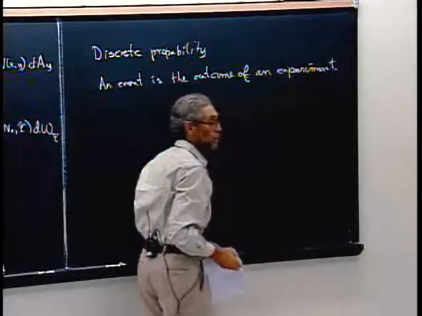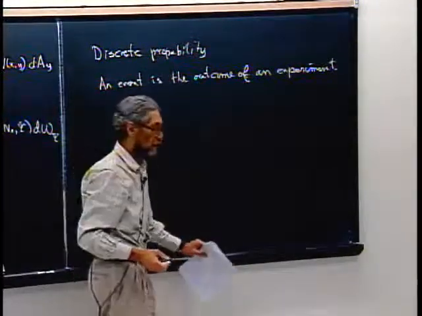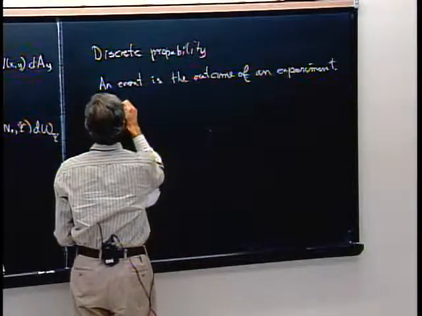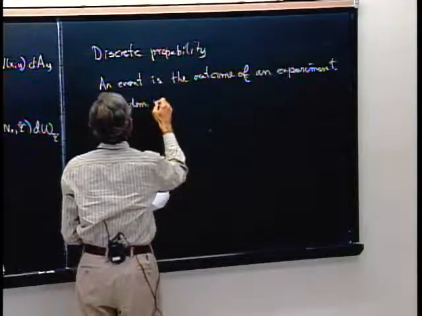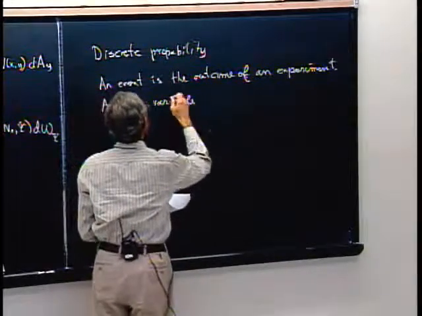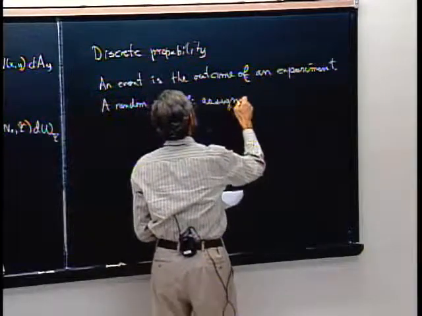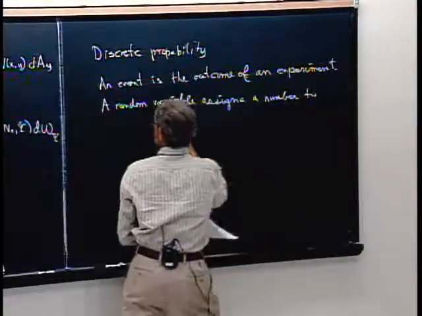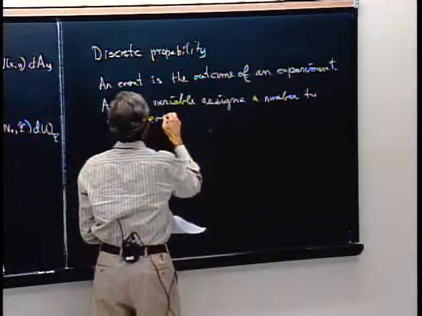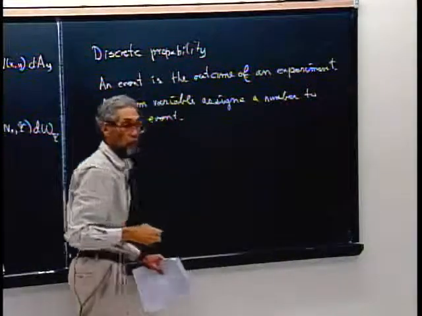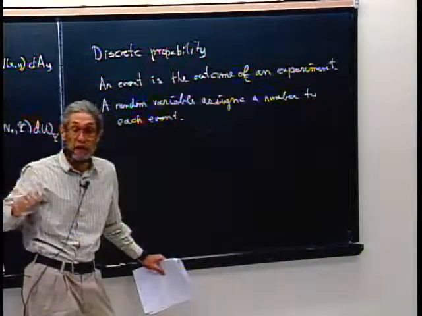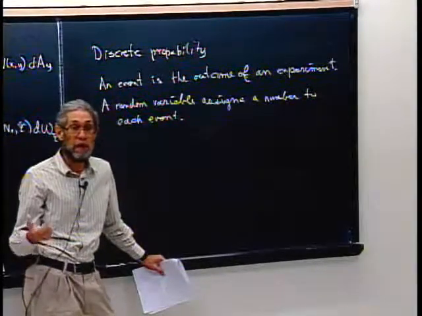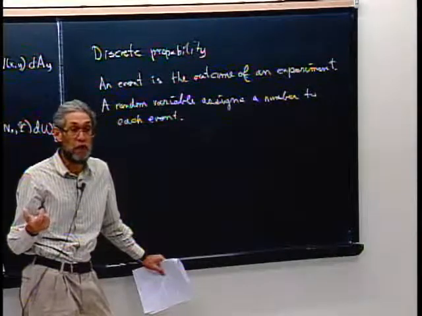like flipping the coin or rolling the die, and a random variable assigns a number to each event. So if you put numbers on the faces of the die and say, if that face comes up, I'm going to say my random variable takes that number, then instead of just events, I've actually got numbers out. And those are called random variables.